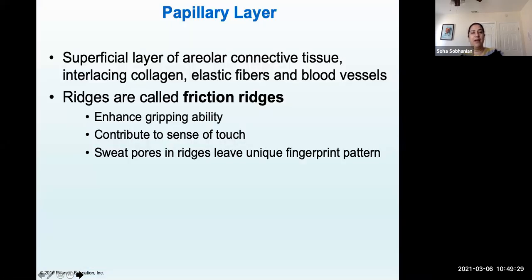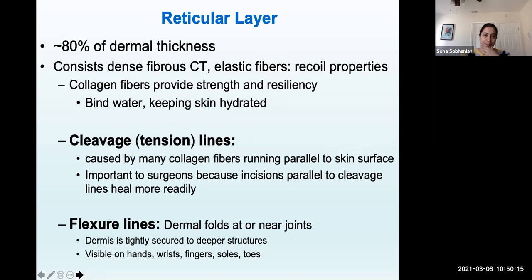Why do I care about the papillary layer? A couple of things that you need to know about the papillary layer is that it does have a lot of protein fibers. I don't need you guys to name them. Just know that it has a lot of protein fibers. What it does contain is something called friction ridges. So friction ridges are basically the fingerprint that you see on your hands. They help enhance your gripping ability, kind of like Spider-Man, and contribute to your sense of touch. And again, every individual has a very particular papillary layer, giving them a very specific fingerprint. So fingerprints are basically your friction ridges.